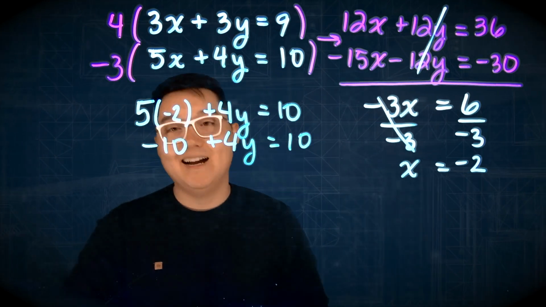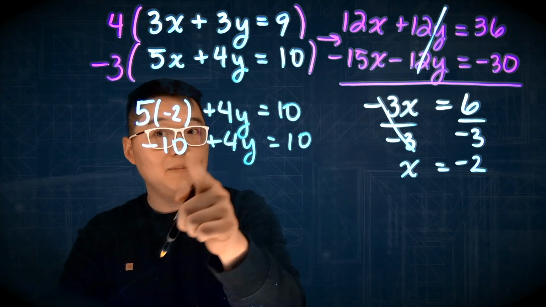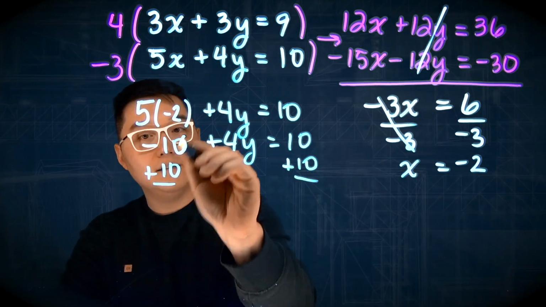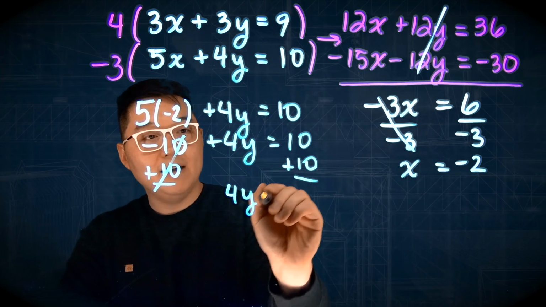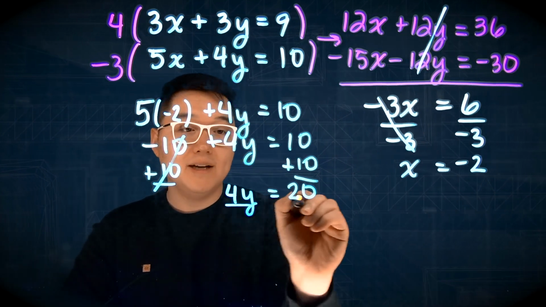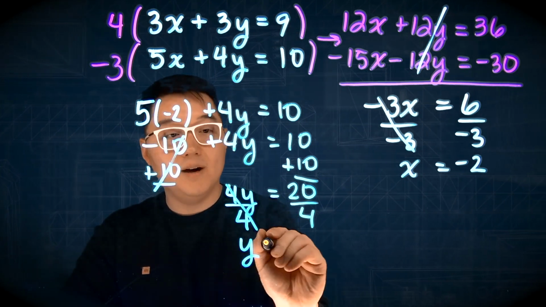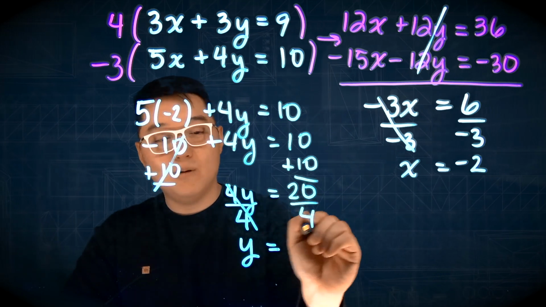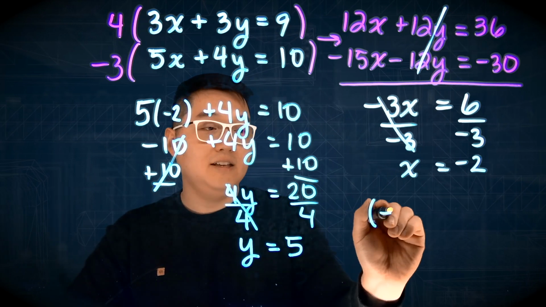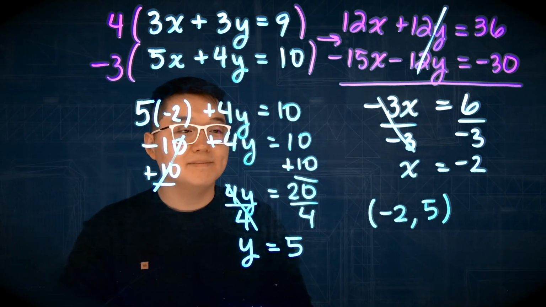So now let's go ahead and isolate the variable y. To get y by itself, I'm going to eliminate the negative 10 by adding 10 to both sides. That gives us 4y equal to 20. Then to get y by itself, I'm going to divide by 4 on both sides. That way, 4 divided by 4 gives us 1y. So 20 divided by 4 is 5. So our final solution is x equals negative 2 and y equals 5. And there you go.